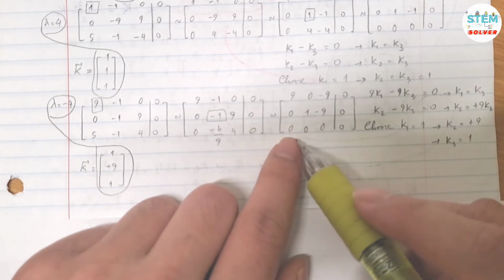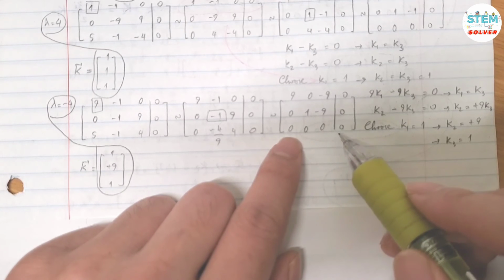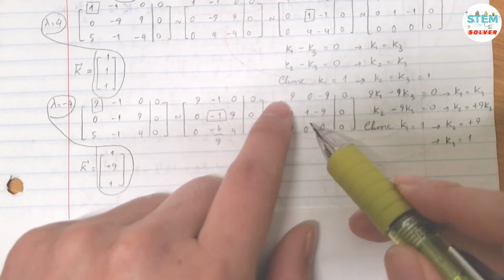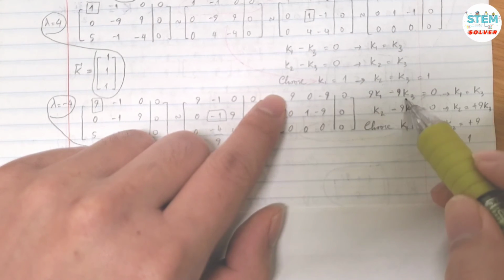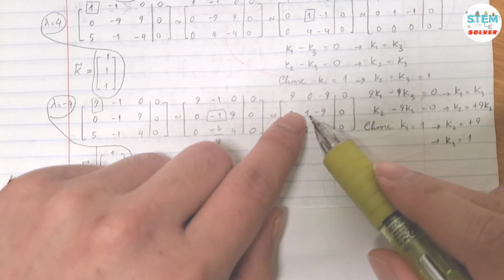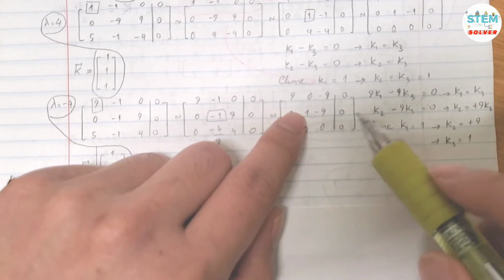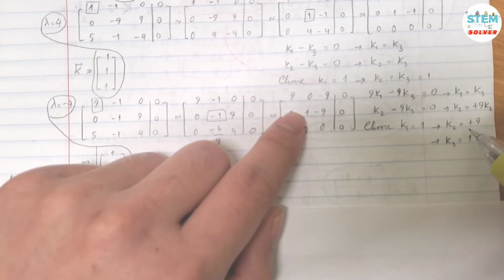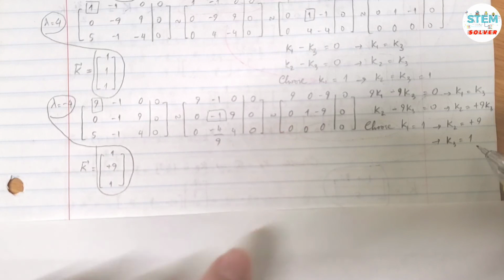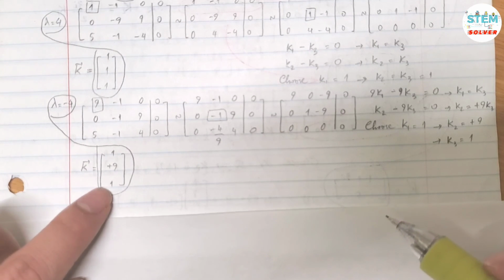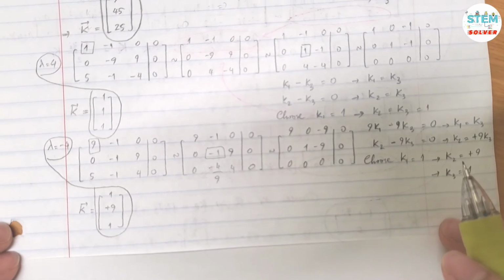All right. Now, since you have infinite solutions, I have 9k1 minus 9k3 equals 0, which means that k1 equals k3. Over here I have k2 equals 9k3. So if I choose k1 equals 1, then k2 equals 9, k3 equals 1, then my eigenvector for lambda equals -4 is 1, 9, 1. Okay, so that is your final solution.